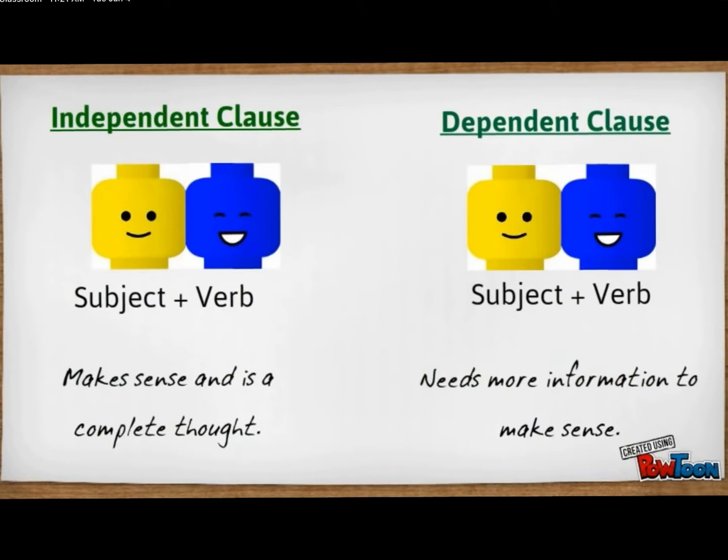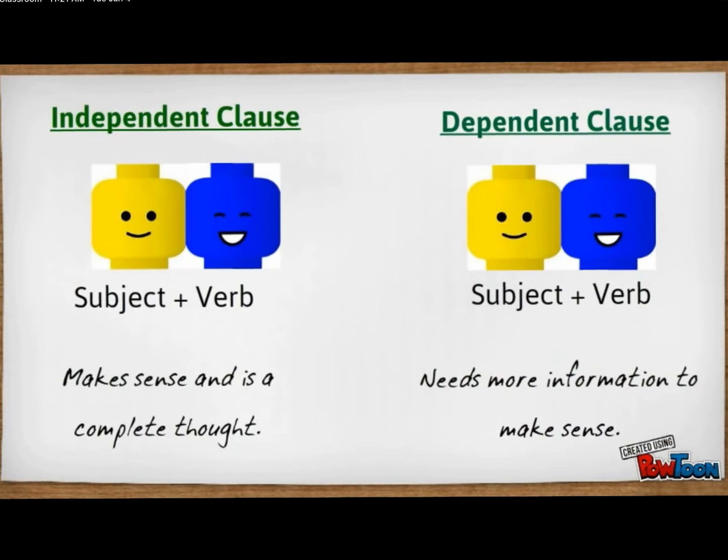Independent clauses have your subject and verb team. They make sense by themselves, and it's a complete thought. So they are independent. They can stand alone. Okay? And then your dependent clause has a subject and a verb.